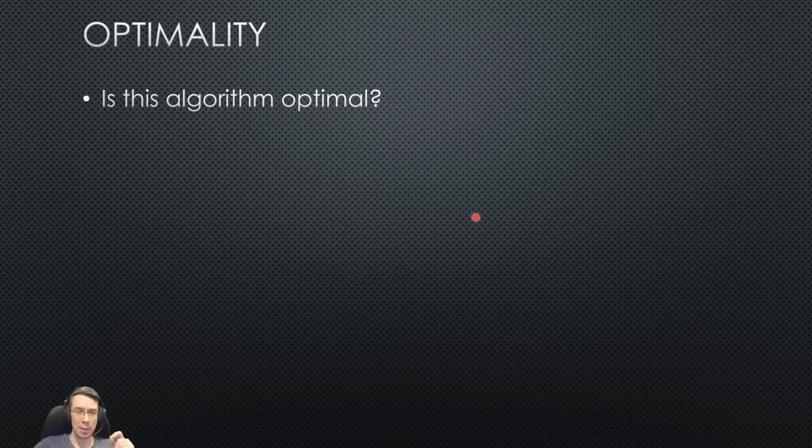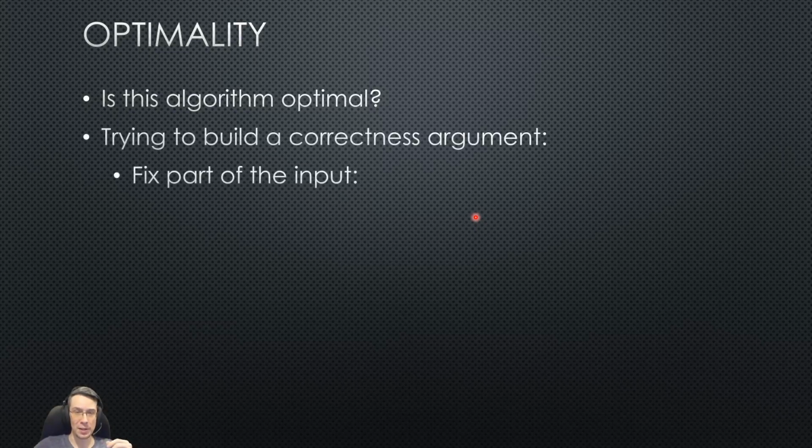Okay, so let's talk about the optimality of this algorithm. Is this algorithm optimal? What do you think? This algorithm is kind of funny because it's an algorithm that we all intuitively know, because we all know how to count change. And it turns out that the algorithm is actually optimal. Let's try to build a correctness argument. It's optimal at least for the Canadian coin system, but maybe it's not optimal for all coin systems.